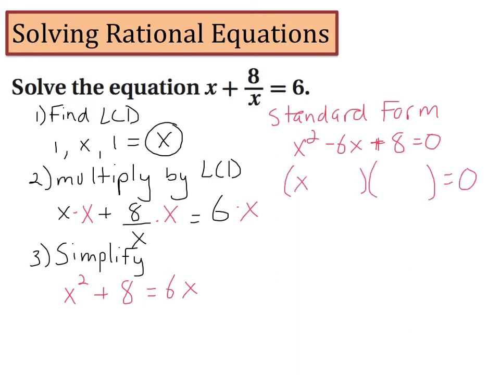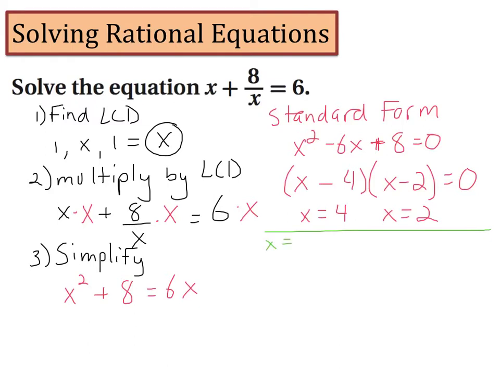So I need x here, x here. I know 4 and 2 will give me positive 8 and negative 6. So I need them both to be negative, and then I solve for x. So x equals 4 and x equals 2. And I can check both of these solutions by plugging them back into the original equation.